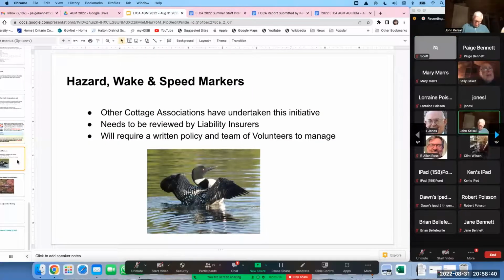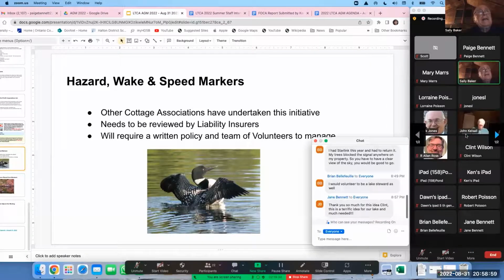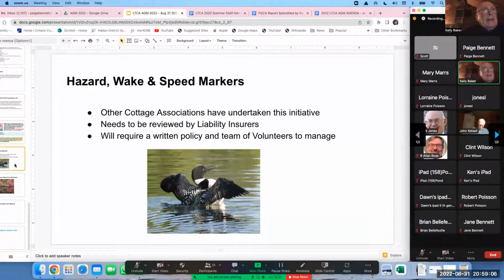Now, this is kind of a related topic, hazard, wake and speed markers. That did come up in our survey. I don't want to quantify it just as in a certain area. I think there's widespread concern about wakes and speed, and also concern about shoals, rocks, and so on. This is governed by Transport Canada, but Transport Canada takes the view that any one individual or association such as ours can undertake this initiative, but they require that you follow their prescribed rules in terms of the colors, what each sign is meant to depict, and so on.